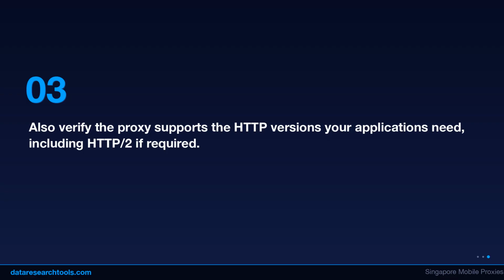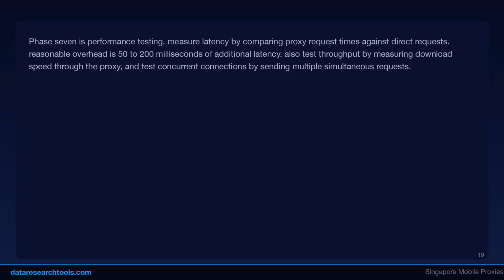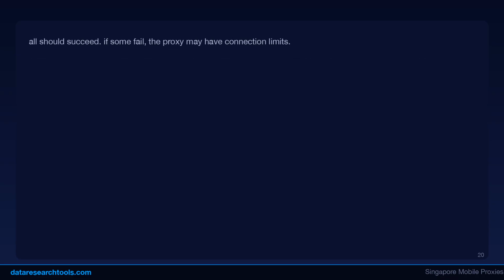Measure latency by comparing proxy request times against direct requests. Reasonable overhead is 50 to 200 milliseconds of additional latency. Also test throughput by measuring download speed through the proxy, and test concurrent connections by sending multiple simultaneous requests. All should succeed. If some fail, the proxy may have connection limits.